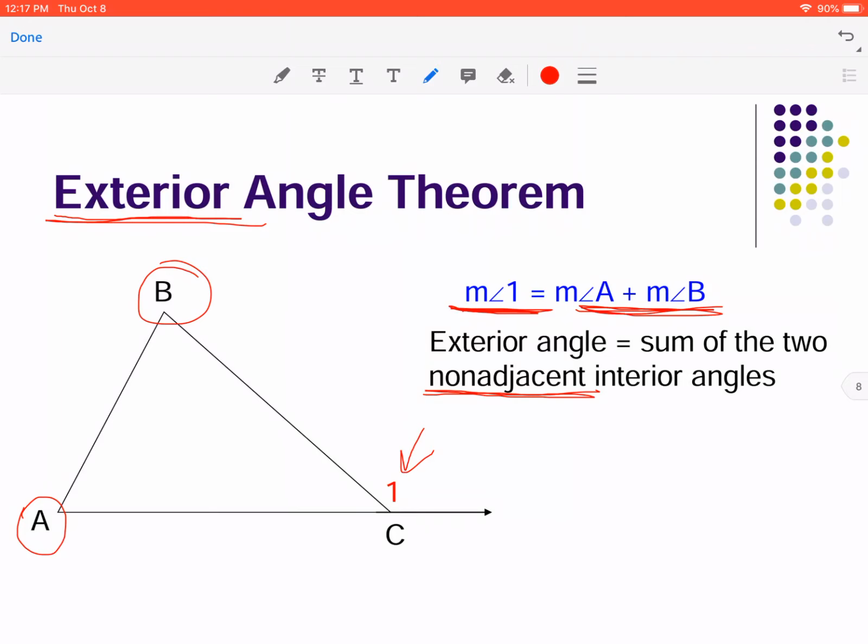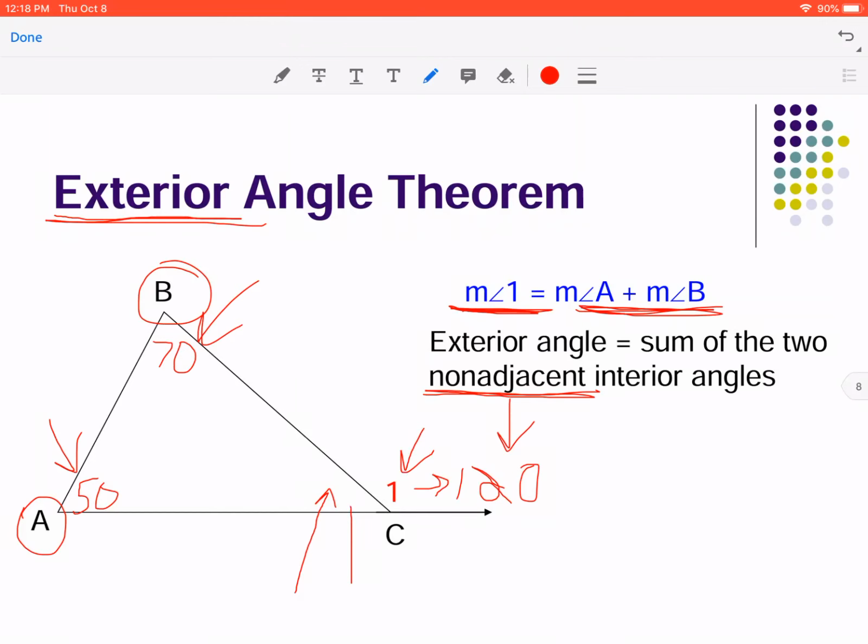So if angle A was 50 and angle B was 70, 70 plus 50 is 120. This angle here has to be 120. That's the easy way to find it. This angle has to be 120. Instead of finding this angle and then subtracting that from 180 to get this angle, just add the two angles that are the farthest non-adjacent angles away from it.